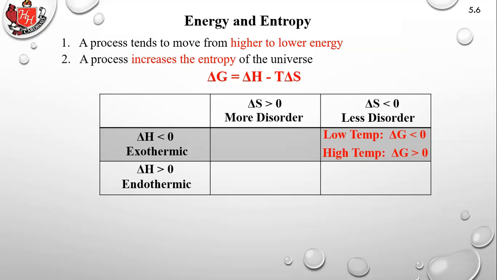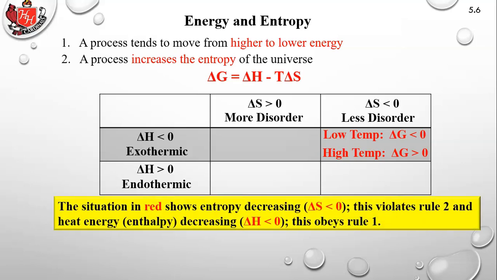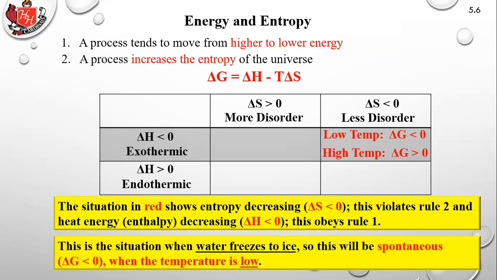So when does that happen spontaneously? That happens at low temperature. Low temperature, delta G is less than 0. That means free energy is being lowered, so that happens spontaneously. At high temperature, water does not freeze to ice. We all know that. So that would be delta G greater than 0. That is non-spontaneous. So the situation in red shows entropy decreasing, and this violates Rule 2, and heat energy decreasing. This obeys Rule 1. So this is the situation when water freezes to ice. So this will be spontaneous when the temperature is low.